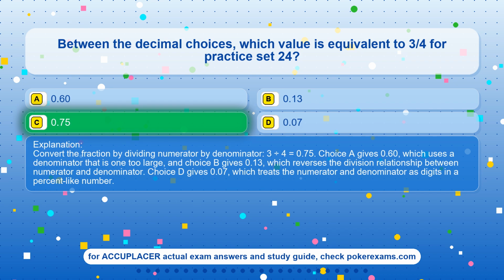Choice A gives 0.60, which uses a denominator that is 1 too large, and choice B gives 0.13, which reverses the division relationship between numerator and denominator. Choice D gives 0.07, which treats the numerator and denominator as digits in a percent-like number.